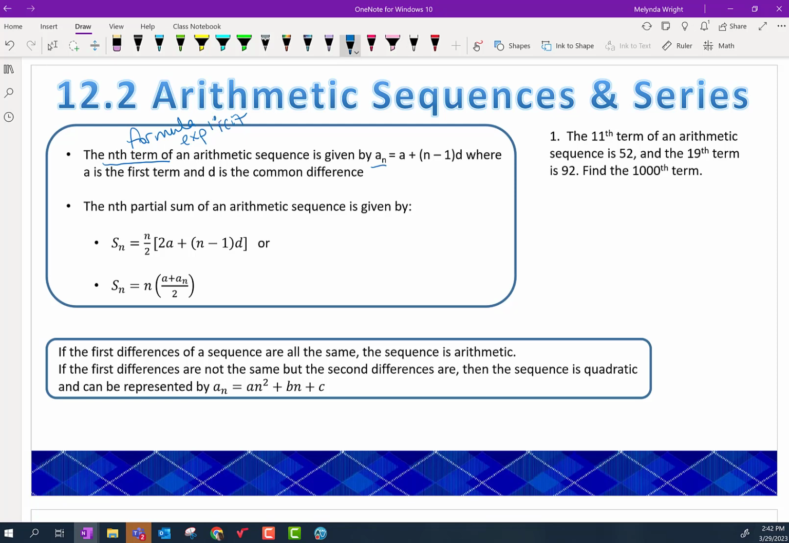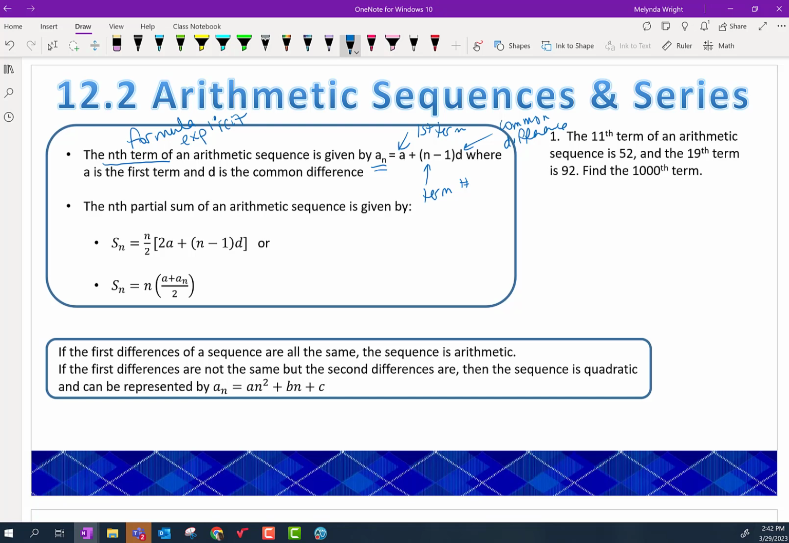So to get the nth term, this is our first term. A is our first term. N is the term number. And D is the common difference. So those are the parts of that formula. You would need that information to be able to write the formula.